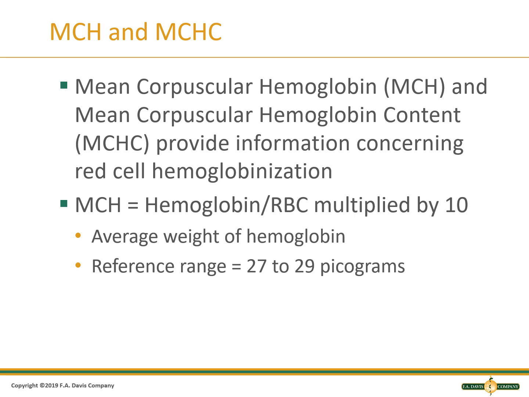The MCH and the MCHC, so we have mean corpuscular hemoglobin as well as mean corpuscular hemoglobin concentration, and they both provide information concerning the red cell hemoglobinization. So the MCH is the hemoglobin divided by the red blood cells multiplied by 10, which gives an average weight of the hemoglobin, and the normal reference range for that is 27 to 29 picograms.